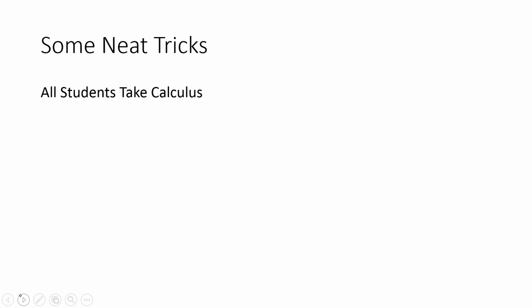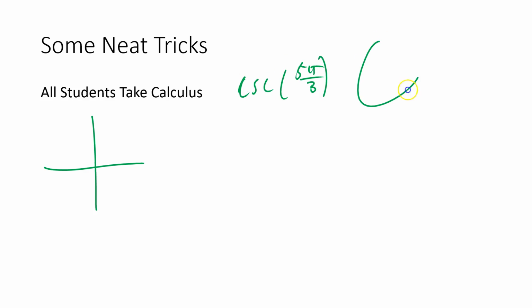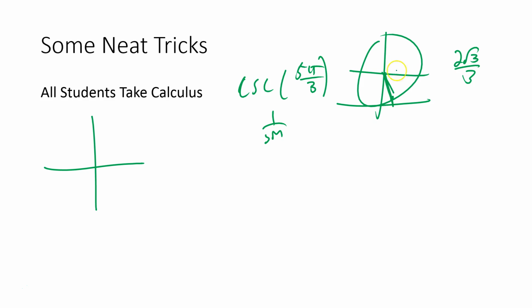All right, next up, all students take calculus. This one has to do with where things are positive and where things are negative. Because if you have a cosecant of, let's say, 5 pi over 3. So 5 pi over 3 is this value right here, and I know it's the cotangent line because it's a co-function, and we extend it out, it's the length of this line. That looks short, so it's 2 root 3 over 3, but then, is it positive or negative? The way I remember that is that it's 1 over sine, and sine there is negative, so it's going to have to be a negative value.